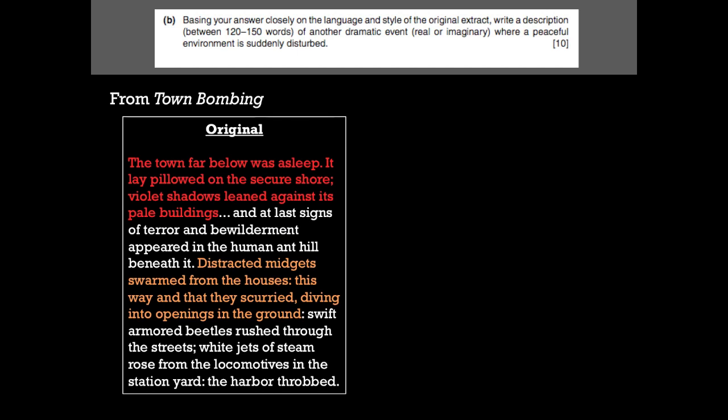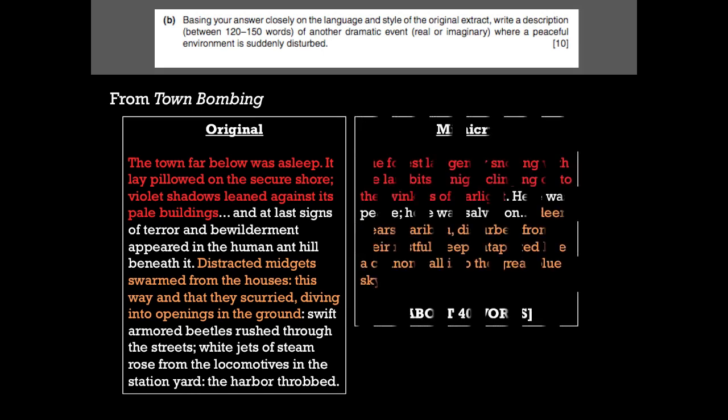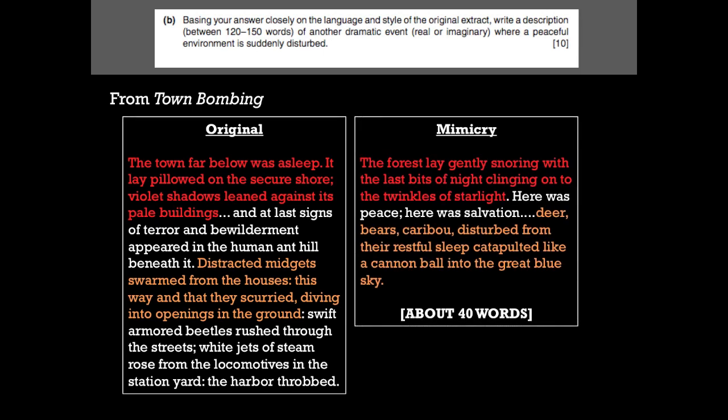Violet shadows leaned against its pale buildings, and at last signs of terror and bewilderment appeared in the human anthill beneath it. Distracted midgets swarmed from the houses. This way and that they scurried, diving into openings and in the ground. Swift armored beetles rushed through the streets. White jets of steam rose from the locomotives in the station yard. The harbor throbbed. So over here, again, is how I lined it up with the color code.